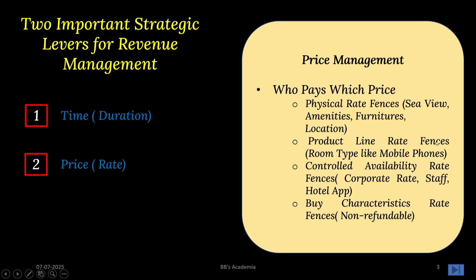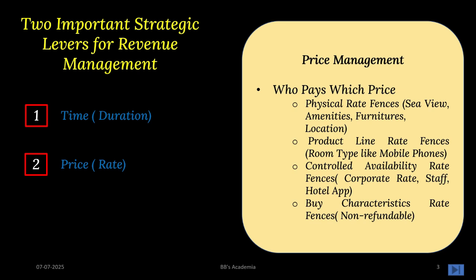Product line rate fences. You can see nowadays, the example given is room type like mobile phones. You can see in the market every 6 months or 7 months or 3 months there is a new set of promotion, a mobile phone is coming. Say, I'm not mentioning any brand name, this is a brand name X, and a hotel X1, X2, X3 with little added facilities over there.